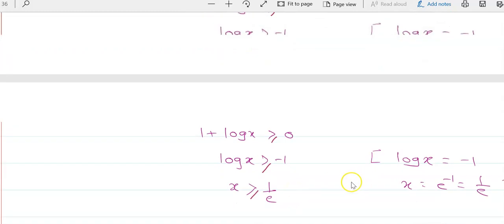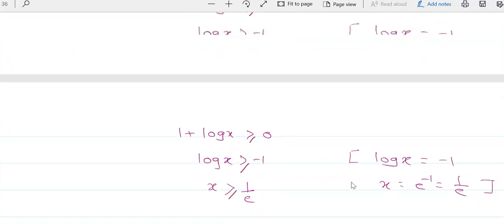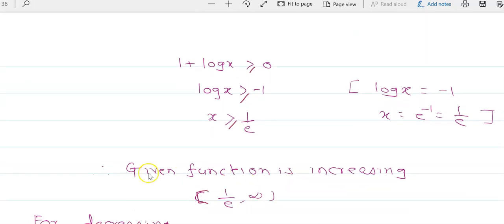And it's the value that I had written here. That is, log of x equals minus 1, then x equals e raised to minus 1. Therefore, x equals 1 upon e. That is, x is greater than or equal to 1 upon e. And hence the given function is increasing. This is the closed interval and here is open, where x is greater than or equal to 1 upon e, therefore it is 1 upon e to infinity.